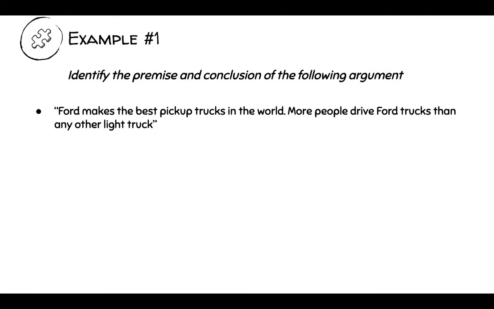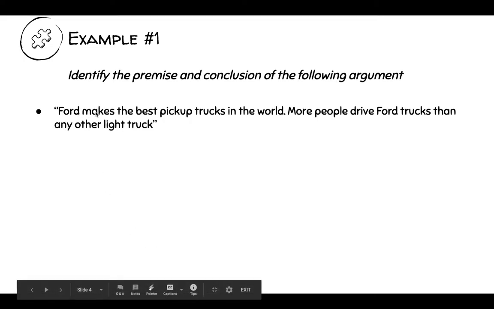So our first example here, we're going to identify the premise and conclusion of the following argument. It says Ford makes the best pickup trucks in the world. More people drive Ford trucks than any other light truck. So we have a kind of a fact-ish, and we have an opinion in these 2 sentences here. One of them represents the premise, and one of them represents the conclusion. Remember that the premise should be those observations, those facts or assumptions that we use to explain the world around us. Ford makes the best pickup trucks in the world.